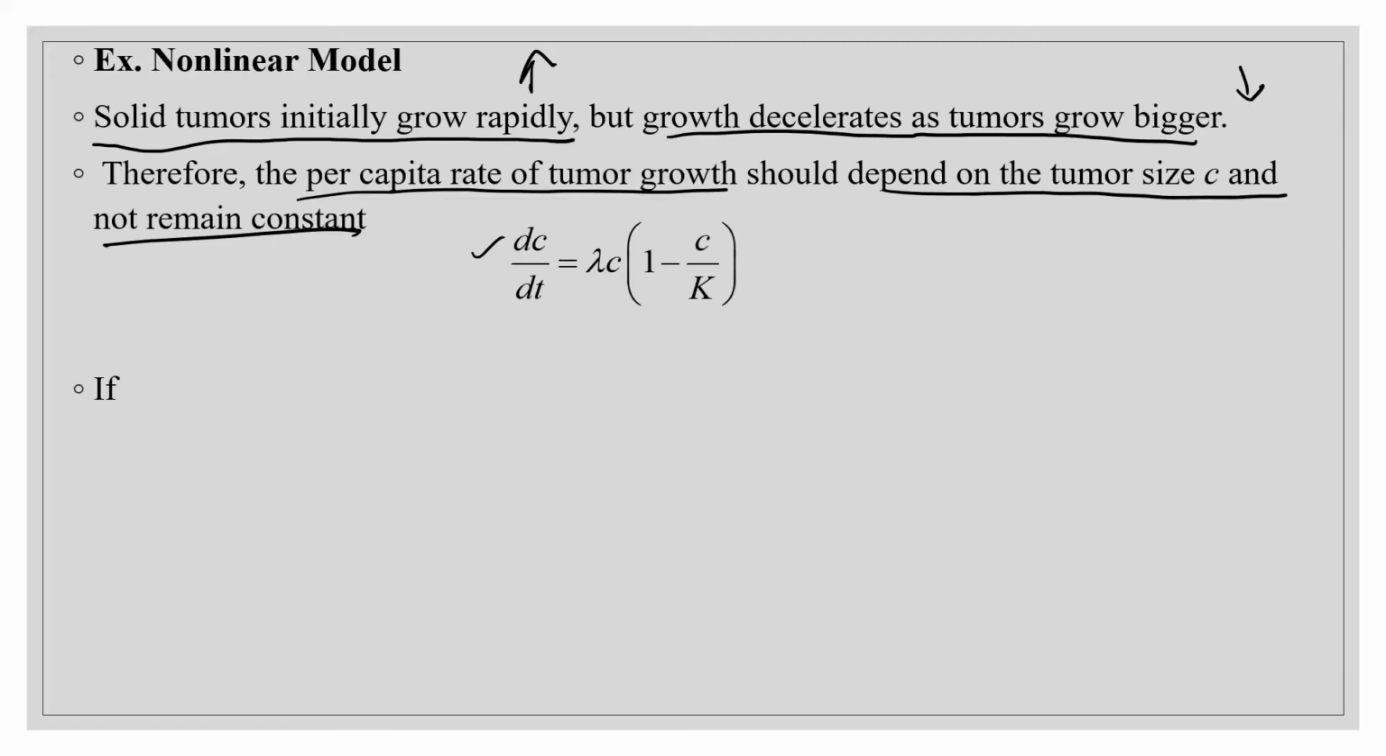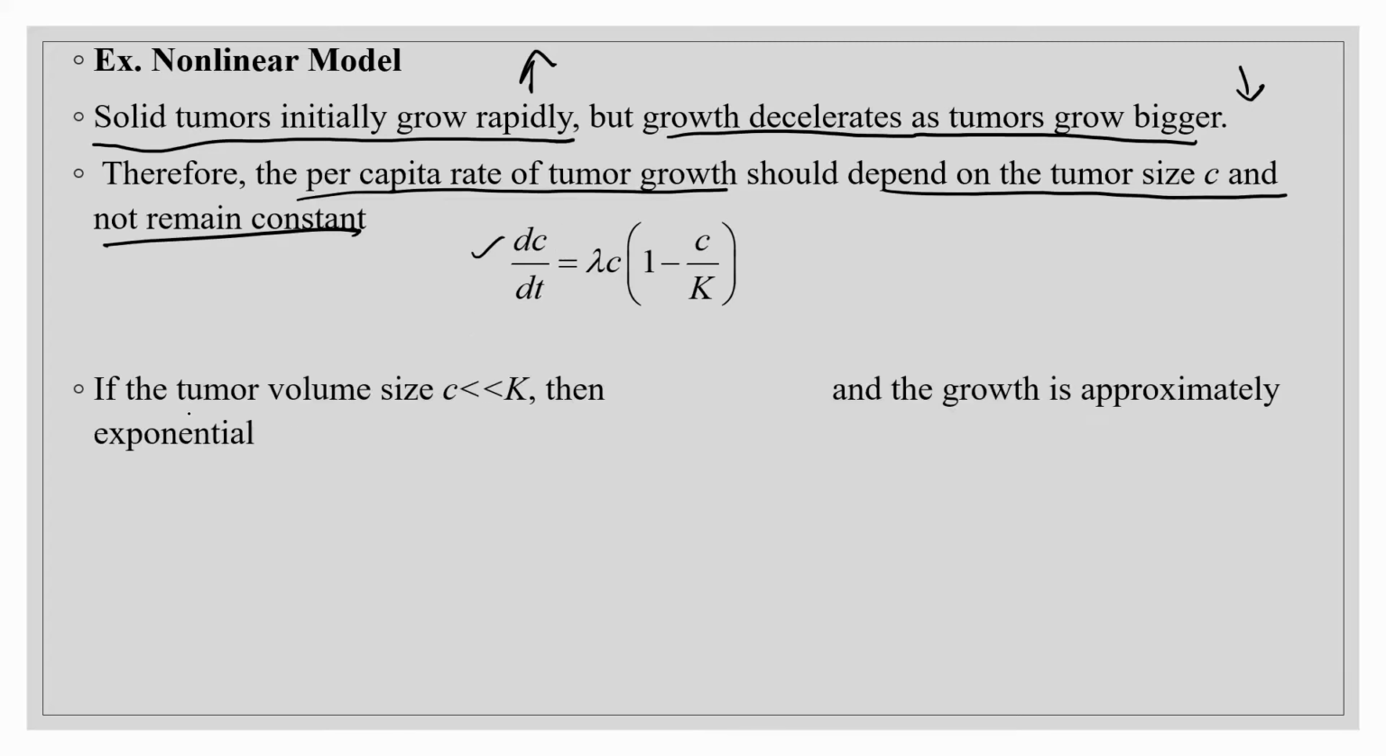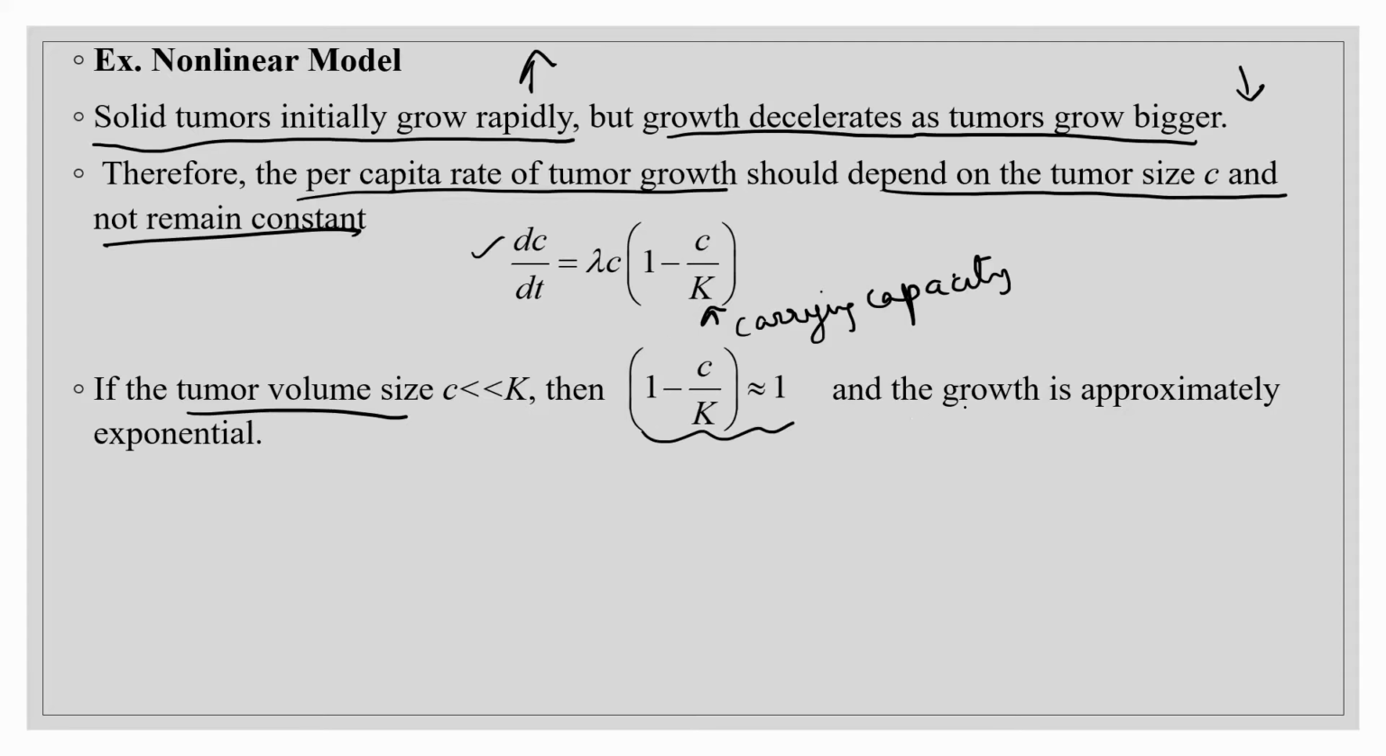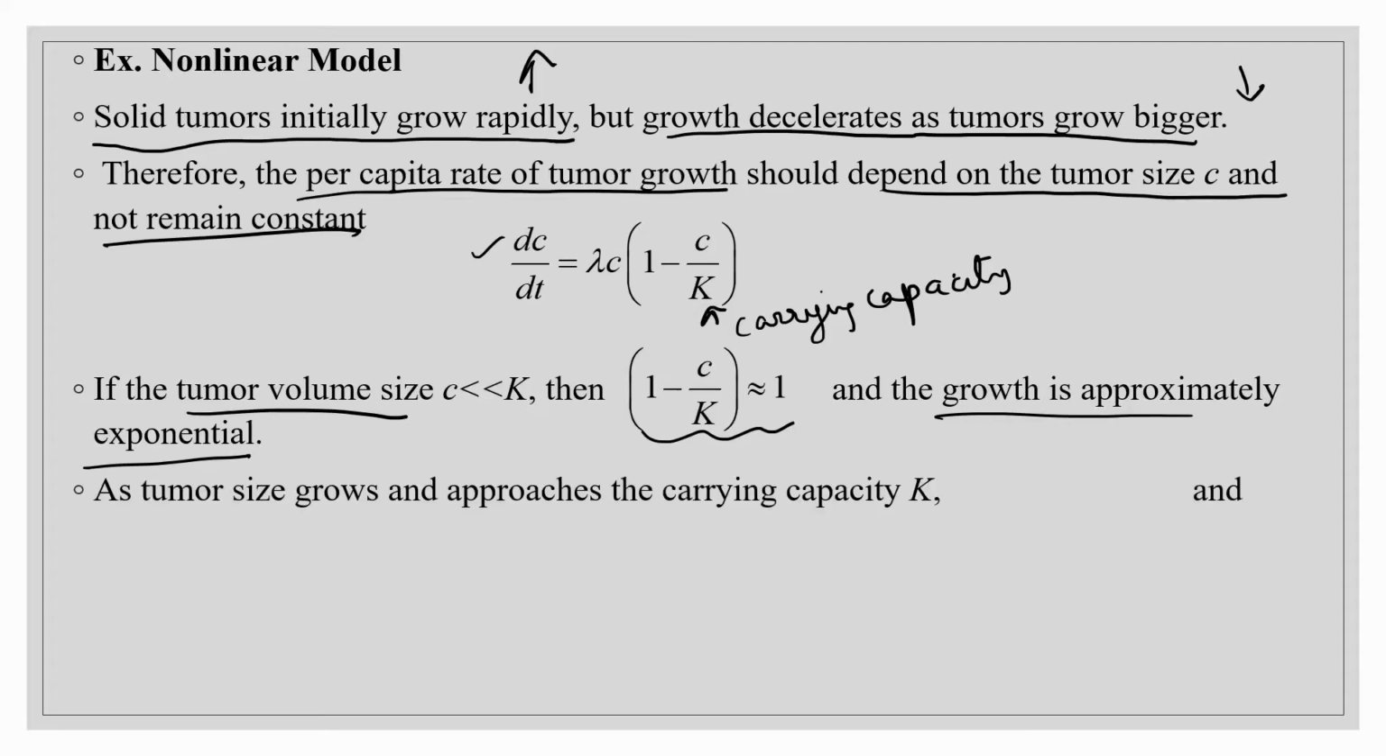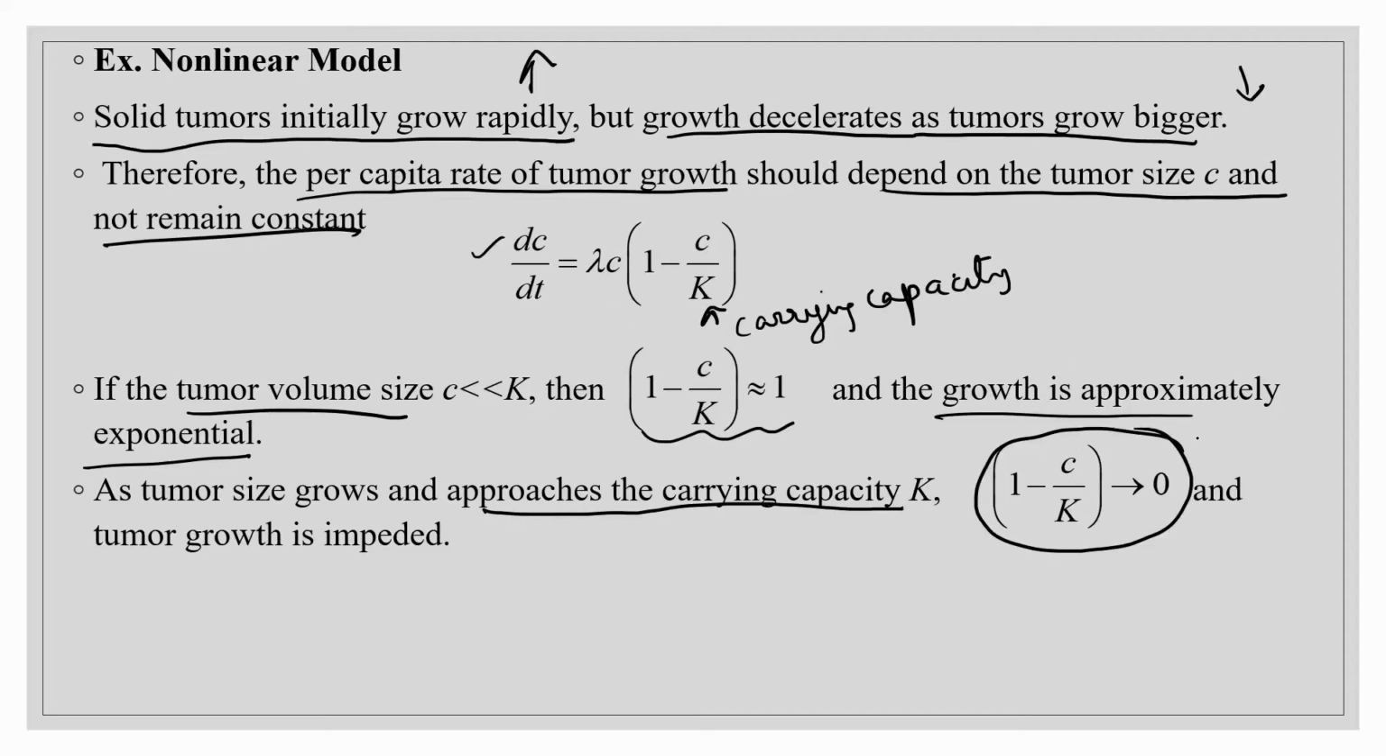You can see that if the tumor volume is very much less than this C, which is the carrying capacity, and carrying capacity is the amount which an environment can hold, then this term will be approximately equal to 1, and the growth will be approximately exponential. However, if the tumor size approaches the carrying capacity, then this term will approximately go to 0 and the tumor growth rate is impeded.